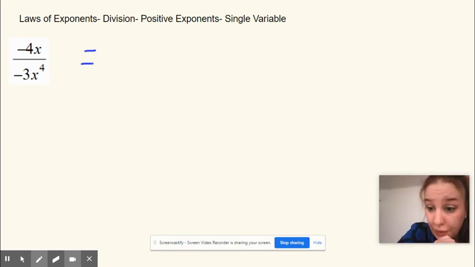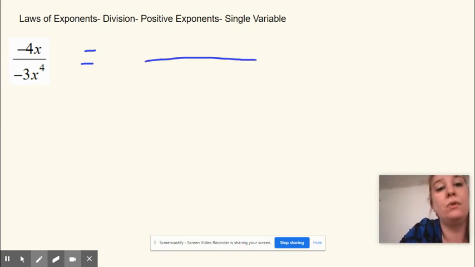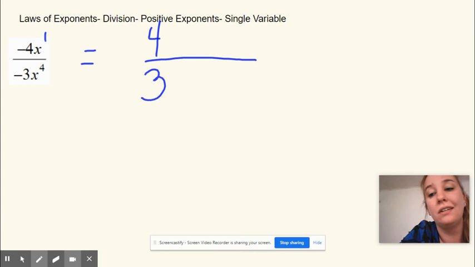All right. So first, let's deal with our coefficients. We've got negative 4 over negative 3. So let's think that one through. What do the signs mean for our entire fraction? Well, a negative divided by a negative is a positive, which makes our entire fraction positive. And 4 over 3 does not simplify. Now let's take a look at our x's. Where's it going to go? In the denominator, because 4 is bigger. That's where they're going to end up. 4 minus 1 is 3.